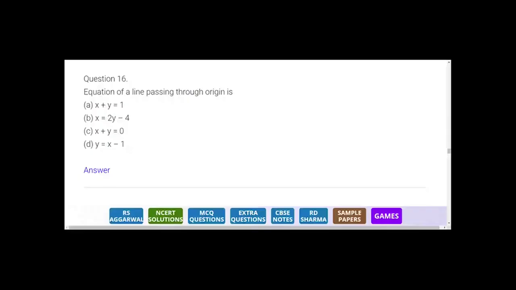Equation of a line passing through the origin. Option C, ma'am. Option C. Yes.